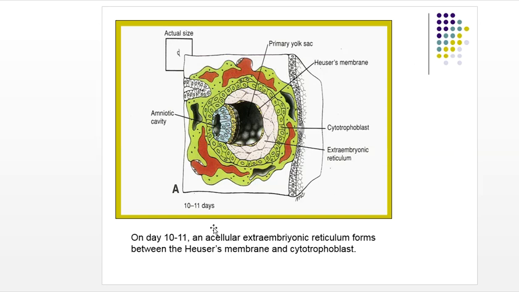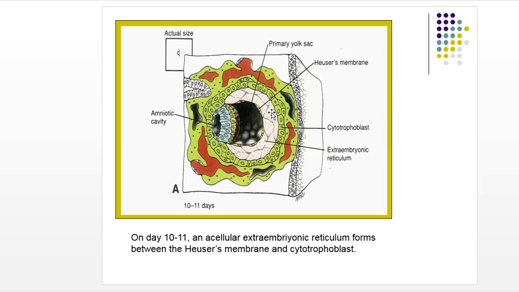In the next day, between 10 to 11 days, as you see here, acellular extra-embryonic reticulum, attention please, acellular layers form between the Heuser membrane, this is the Heuser membrane, and the cytotrophoblast, because before the formation of this extra-embryonic reticulum, the Heuser membrane is directly attached to the syncytium.